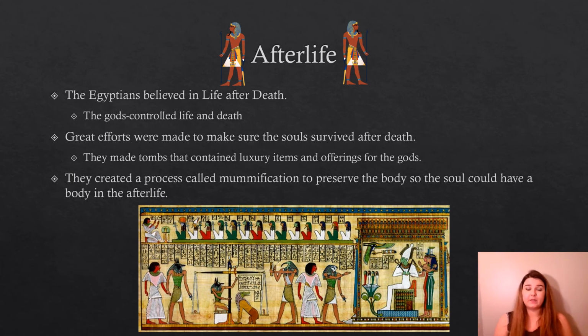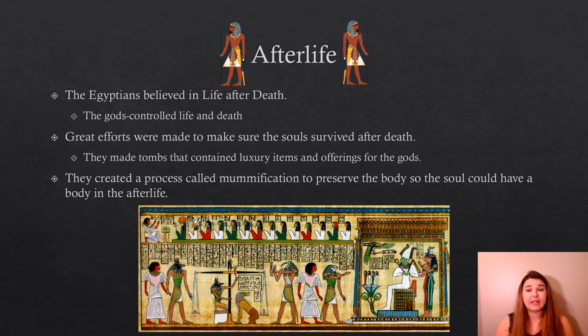So the Egyptians believed in life after death. They believed that the gods controlled whether or not they actually moved on to the afterlife. This is why it was so important to appease the gods during their lifetime. This is why their rituals were so elaborate, why they performed sacrifices and did those things. They also made great efforts to make sure that the soul survived after death. They made sure that they did good deeds, they were a good person, so that way when they were judged, they would be deemed worthy of moving on.